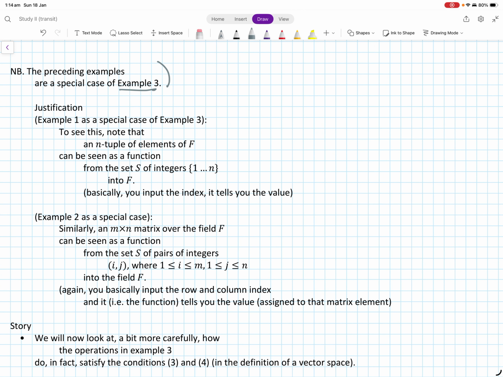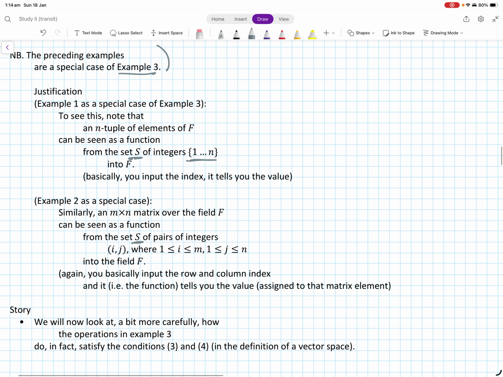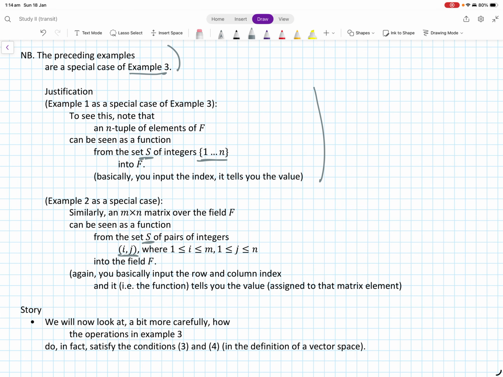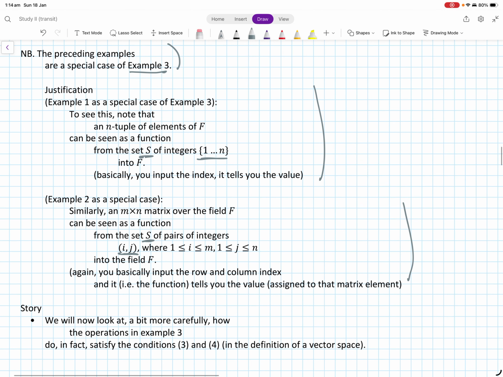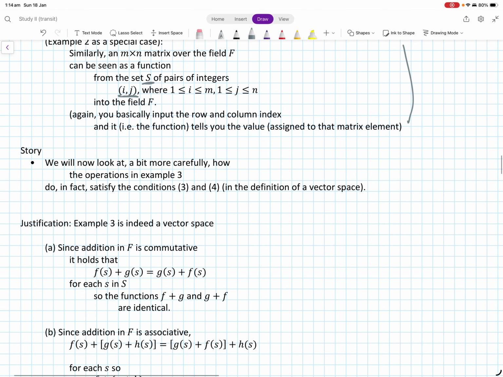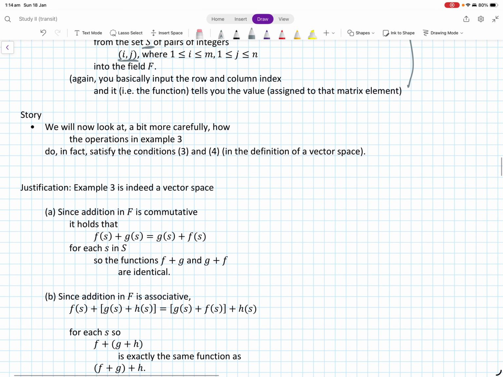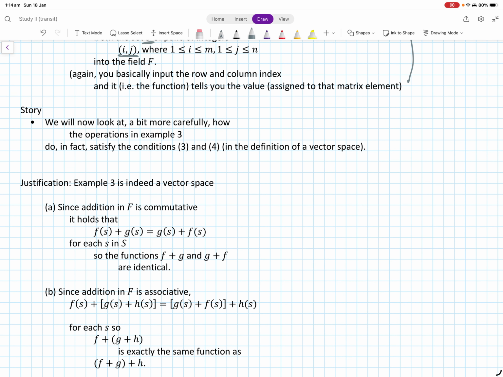Now, the justification is exactly like I had mentioned. So for S, you can take this set 1 to n, and for the second case you can take S to be the set of indices (i,j). Okay, so this part I think is fine because I just explained it. You can pause the video if you like for a second to quickly check that I haven't missed anything. All right, and then let's continue.